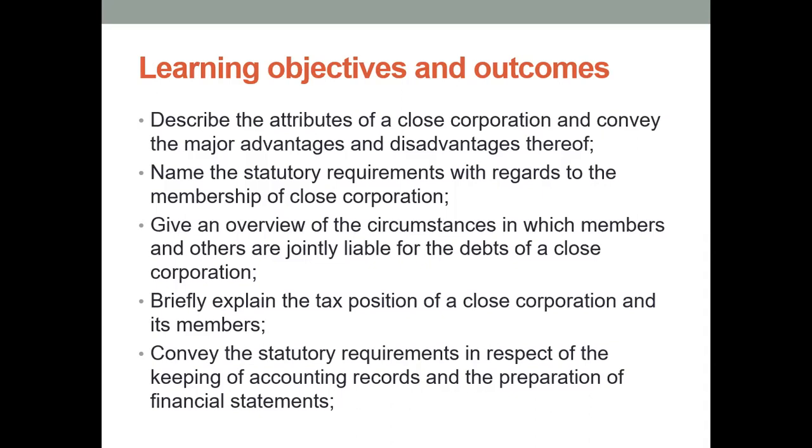And then you should also be able to give an overview of the circumstances in which members and others are jointly liable for the debt of a close corporation. Remember that a close corporation is a form of business that is made up of one or more people, and they are called members. So in a close corporation, the owners of the business are called members.